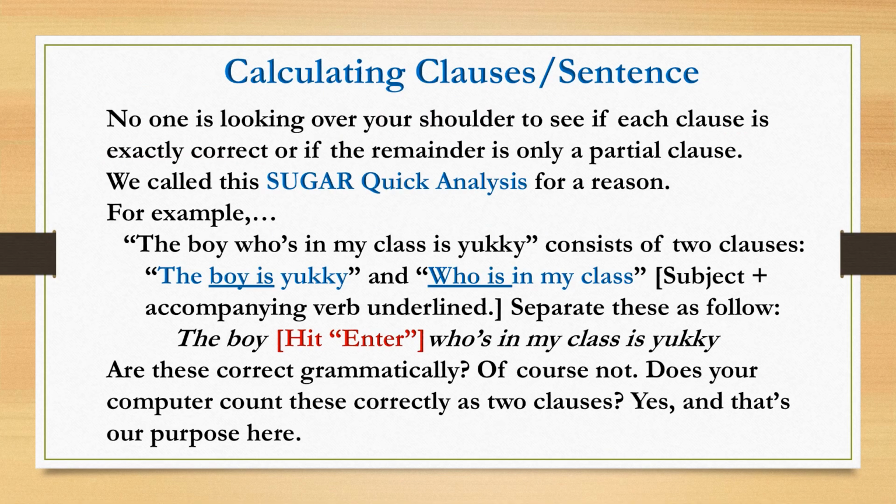This slide gives you an example of what I meant by ungrammatical leftovers. By dividing the clauses as I proposed, we end up with "the boy" as one clause, and "who's in my class is yucky" as the other. Technically, the "is yucky" part goes with "the boy" to produce "the boy is yucky." That's for later analysis. Right now we're just counting, and two clauses is the correct number, even if it looks a little strange.